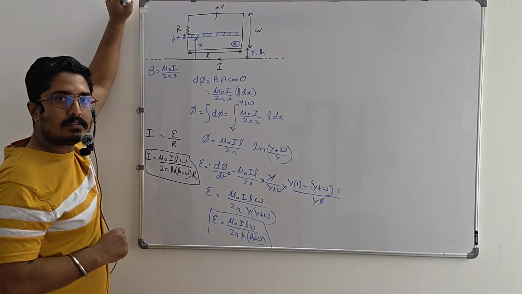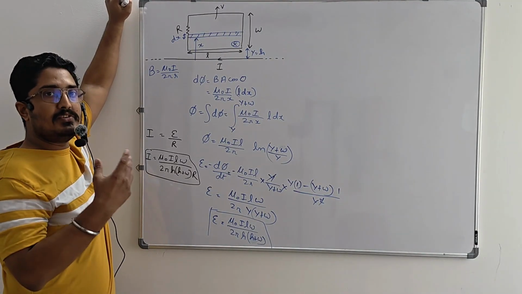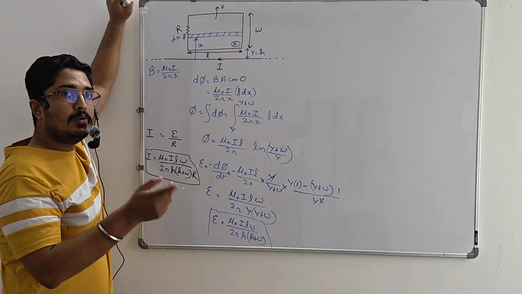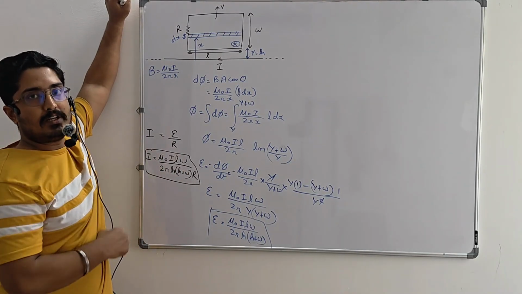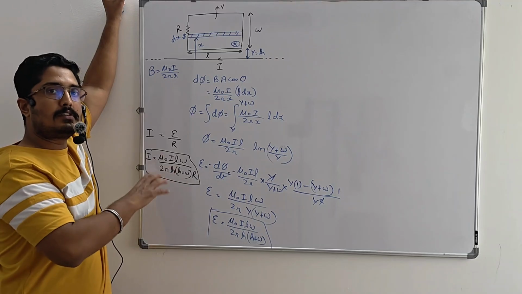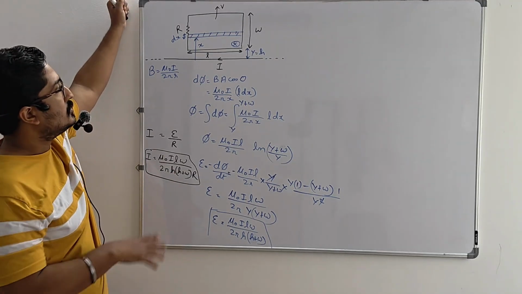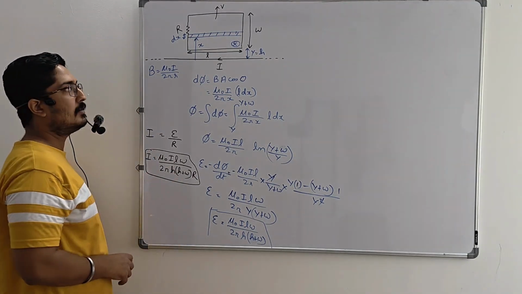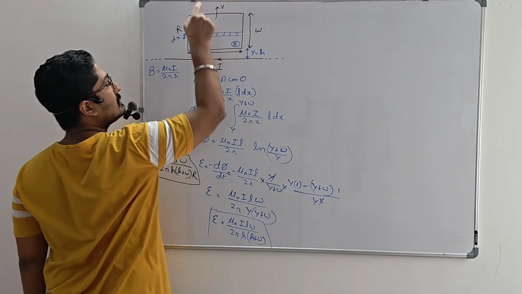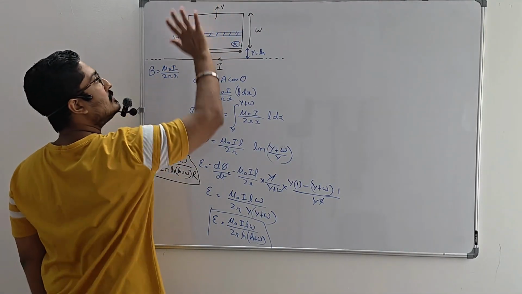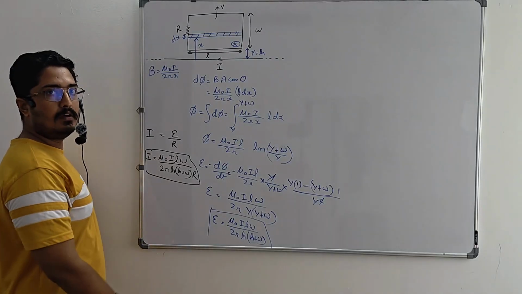According to Lenz, if there is any change happening, then the induced EMF produced because of that change will always try to oppose that change. Induced current will always try to oppose that change. So what is the change in flux happening? Try to understand. Initially the coil was here, afterwards the coil will move that side because of the velocity. So the coil is going away from the wire.